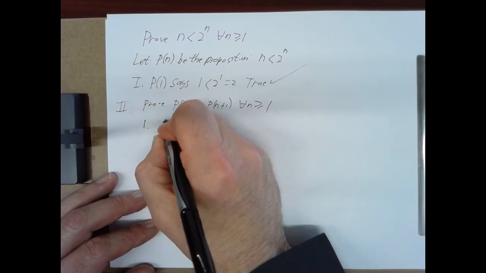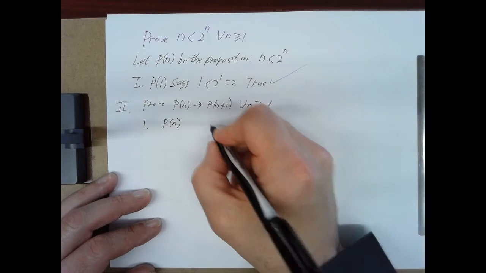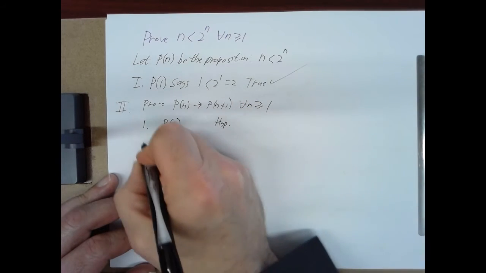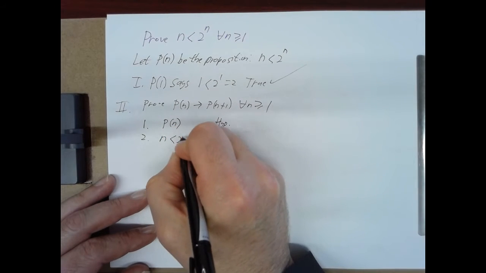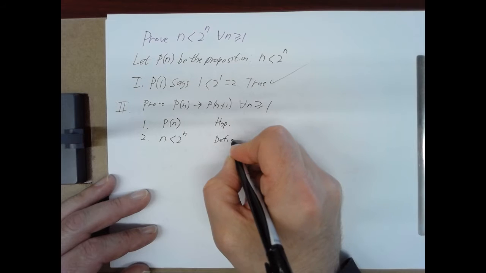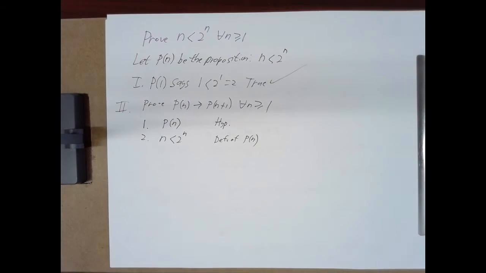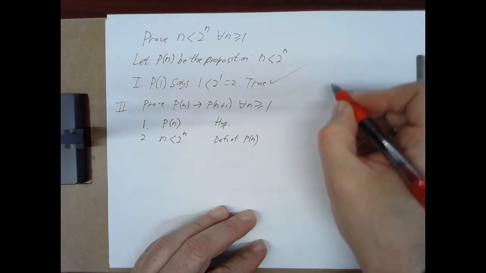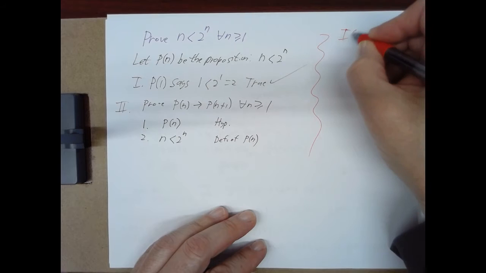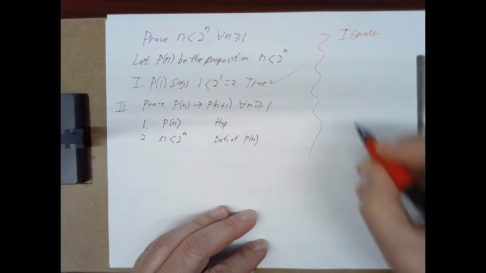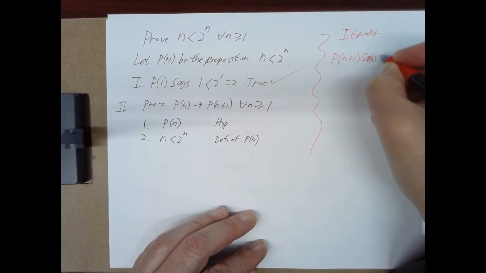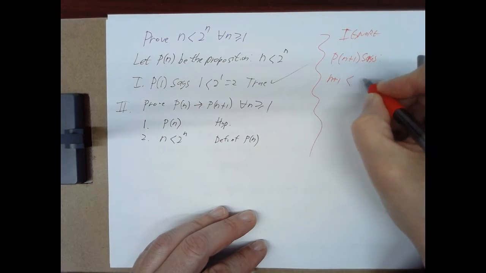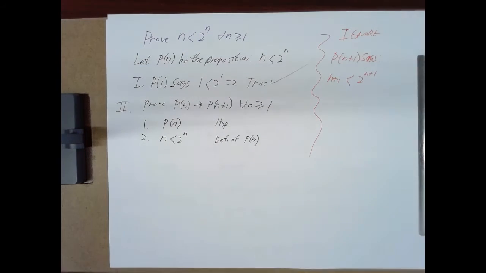So step 1, P of n is true. That's the hypothesis. Step 2, let's write down what P of n says. It says n is less than 2 to the n. That's the definition of P of n. So let me put my ignore area over here, and let's look at what P of n plus 1 says. It says n plus 1 is less than 2 to the n plus 1.